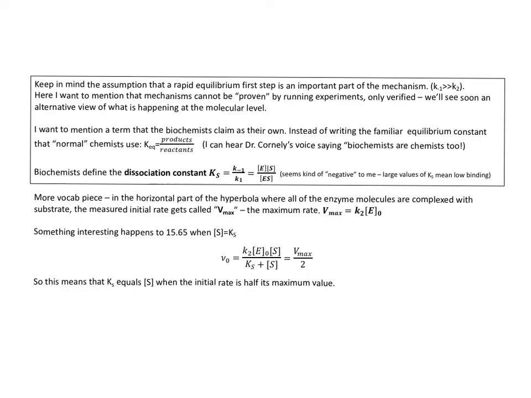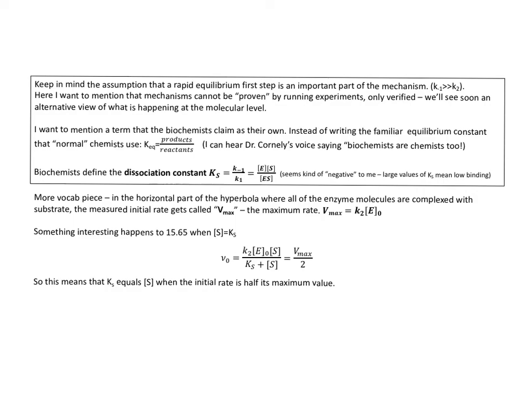The dissociation constant Ks is really a statement about the binding. If you have a large value of a dissociation constant, it means that that substrate isn't binding very well to the enzyme. And I think that that's something that's important to understanding what's going on in a biochemical reaction.